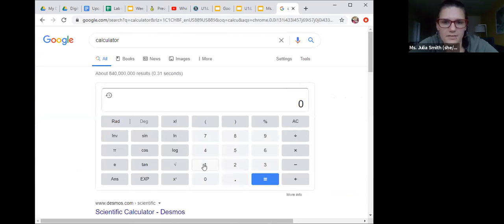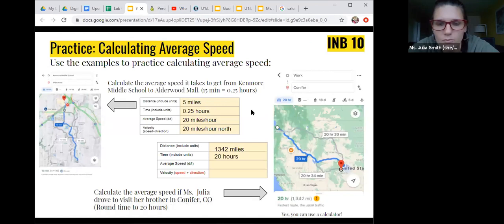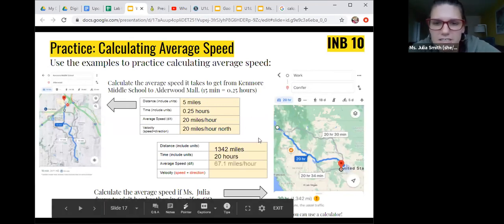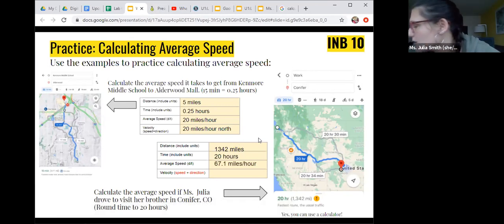So we have 1,342 divided by 20, and we get 67.1. 67.1, and we're doing miles per hour. So 67.1 miles per hour for this one. And then we're looking at the direction.